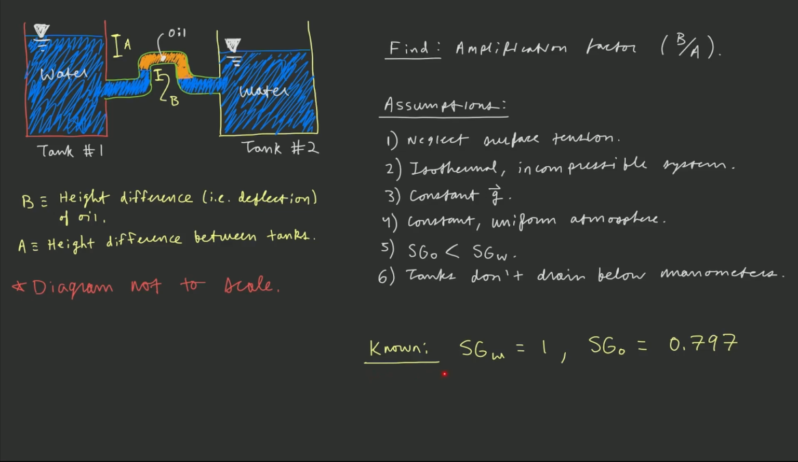So our knowns here are the specific gravity of water is given as 1, and the specific gravity of the oil is given as 0.797. And again, the objective here is to use the manometer to measure the difference in fill level of the two tanks. And the amplification factor is just the ratio of how many inches of deflection we get in the manometer to the number of inches of difference of fill level between the tanks.